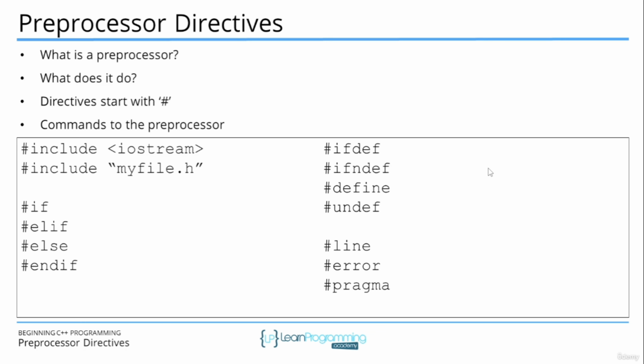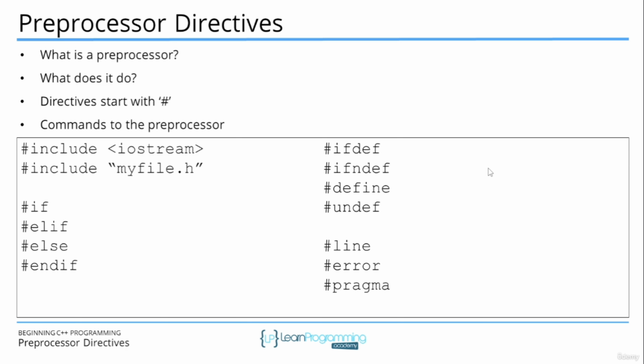Preprocessor directives are lines in the source code that begin with a pound or hashtag symbol. As you can see in this slide, there are quite a few preprocessor directives available. The most commonly used preprocessor directive is the include directive. When the preprocessor sees this directive, it replaces the #include line with the file that it's referring to. Then it recursively processes that file as well. So, by the time the compiler sees the source code, all comments are stripped out and all preprocessor directives have been processed and removed.